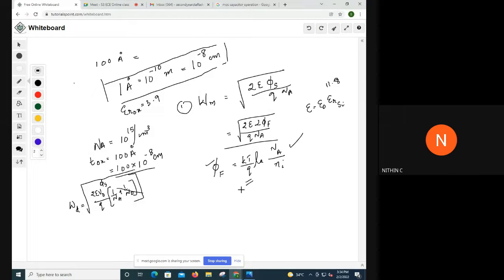Kt by Q, you can take it as 0.026. Ln Na. What is the value of Na? 10 raised to 15 divided by Ni. What is the value of Ni? This is actually silicon, so it will be 1.5 into 10 raised to 10. We'll get a value for phi f.